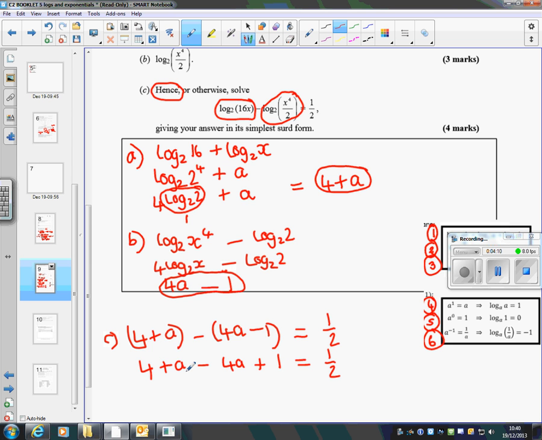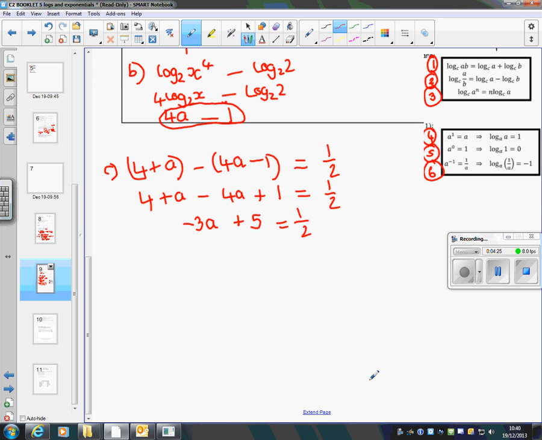So if we collect our a terms, we've got a minus 4a, which is minus 3a. 4 plus 1 is 5, and that's equal to a half. I'm going to make 3a positive by bringing it over to the right hand side, so a half plus 3a, and then subtract a half from both sides, so you end up with 4.5 is equal to 3a. If we rewrite that as a top heavy fraction, 9 over 2 is equal to 3a, and then we need to divide both sides by 3.